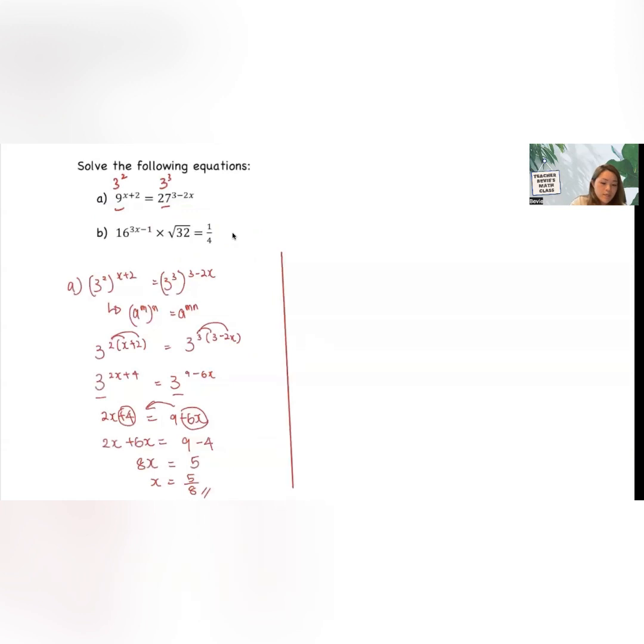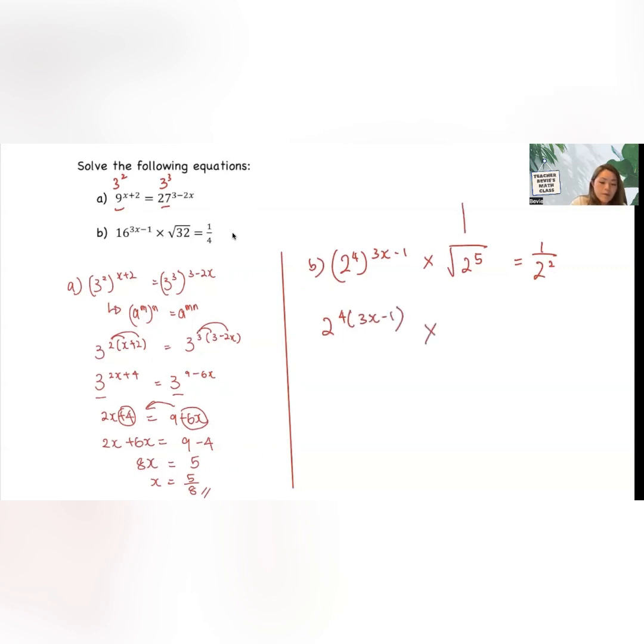All right. So for 16, I can change it to 2 to the power of 4, 3x minus 1. And for 32, it's actually a base 2 to the power of 5. And for 1 over 4, I can change it to 1 over 2 to the power of 2. Okay. So now I have changed all the base to a base of 2 already. I have to further simplify this portion over here first. Same thing for this. It's a multiplication.